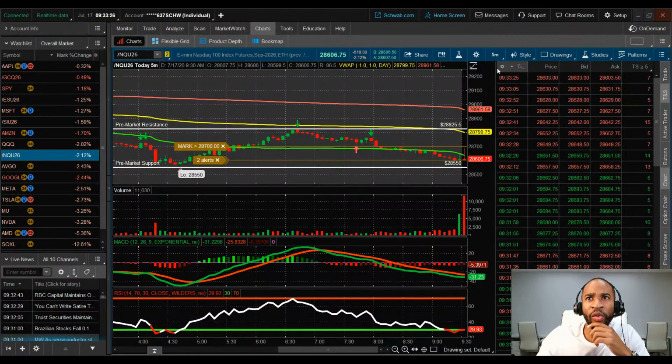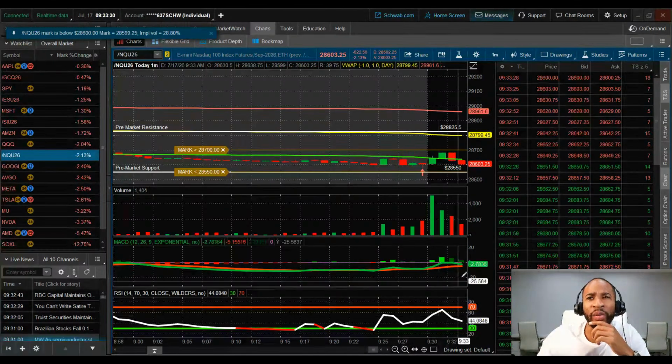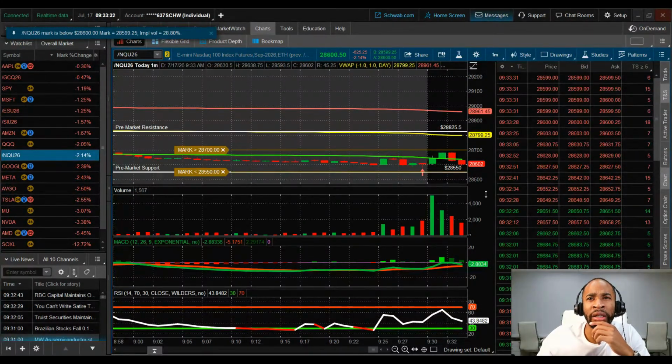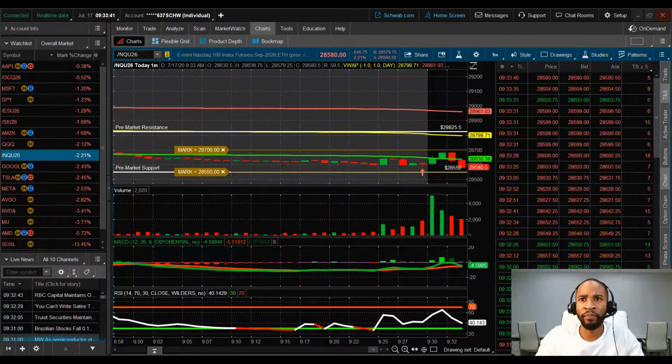All right, so we're starting to pull back, family. Let's go back to the 1-minute time frame. All right, so we had a pullback right there. We had a pullback in that price zone. We're bearish at the moment, family. We are bearish.